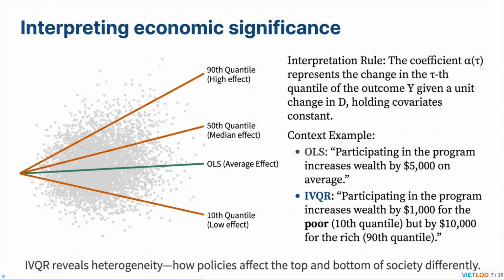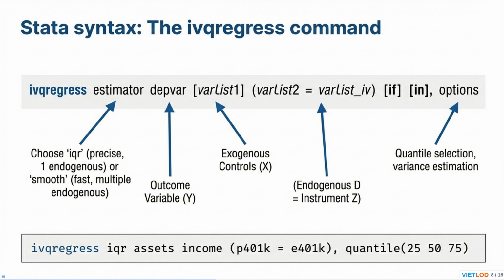For instance, while OLS might show an average wealth increase of $5,000, IVQR could reveal it only increases wealth by $1,000 for the poor, but by $10,000 for the rich. Ultimately, IVQR reveals heterogeneity, demonstrating how policies affect the top and bottom of society differently.